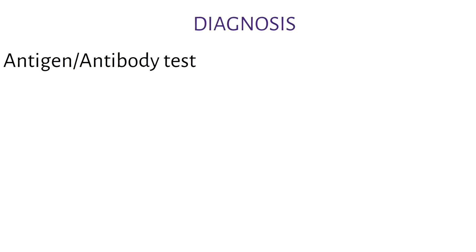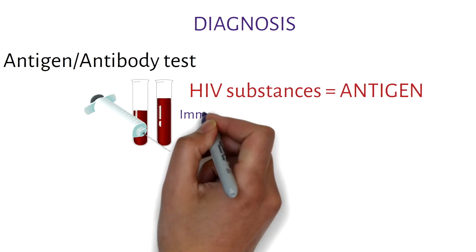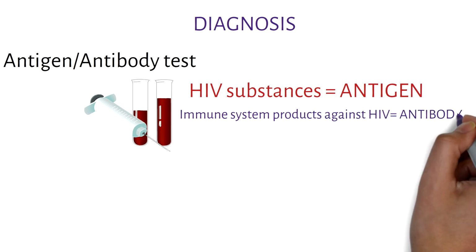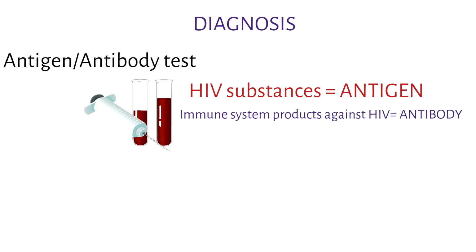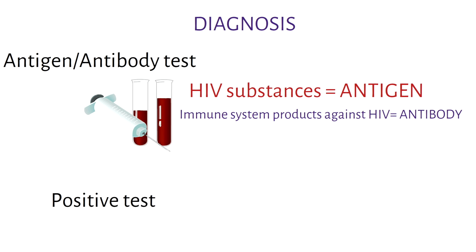Diagnosis of HIV is done through antigen or antibody tests, where a blood sample is analyzed to check for the presence of HIV substances known as antigen, or substances produced by the immune system as a reaction against HIV infection, known as antibodies. It is also possible to perform nucleic acid tests, which look for the viral load within your blood. After diagnosis, and if the result is positive, CD4 T cell count, viral load, and drug resistance tests are carried out to determine the stage of the infection.